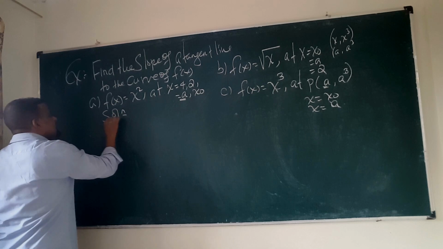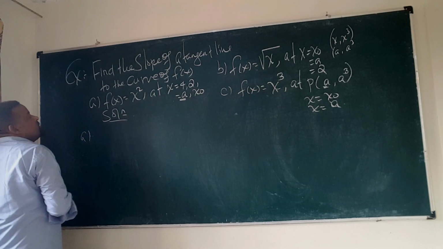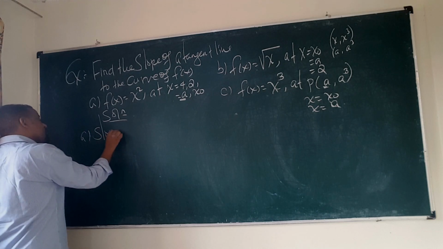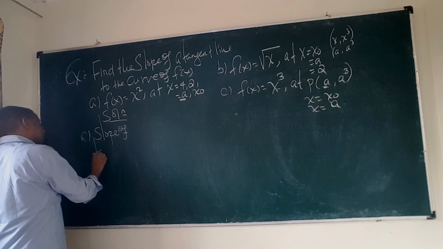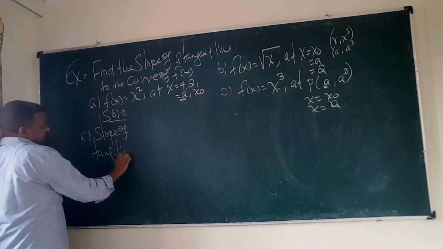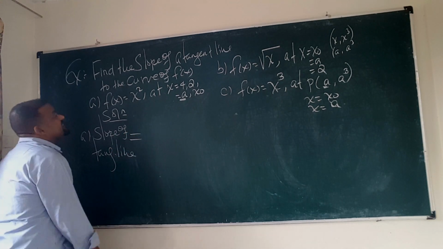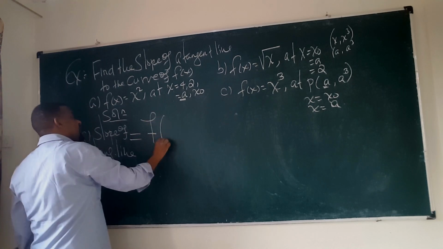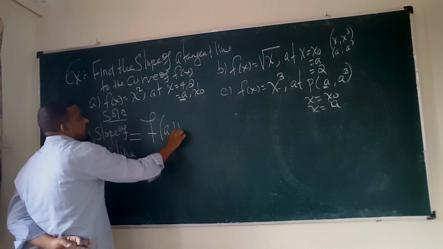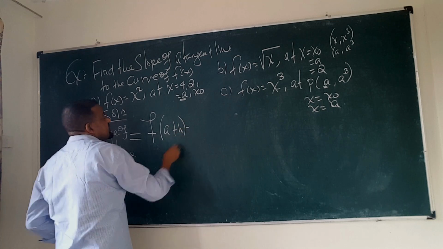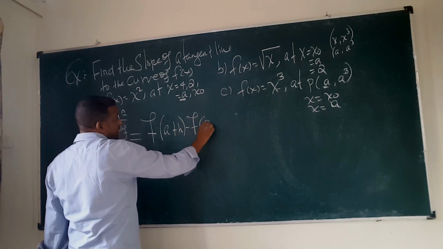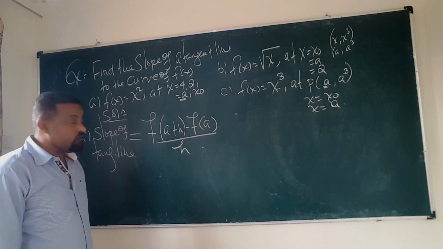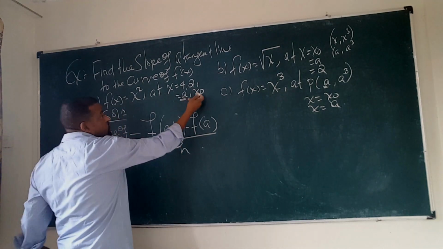So the first one, solution. Look, the first one, okay, so find the slope of a tangent line, right? So slope is equal to what? Slope of tangent line is equal to slope of the tangent line at a point x is equal to a. What that means is f of a plus h minus f of a over h ማለት ነው አይደል እንዴ ይሄ ነው ብለናል እኮ.